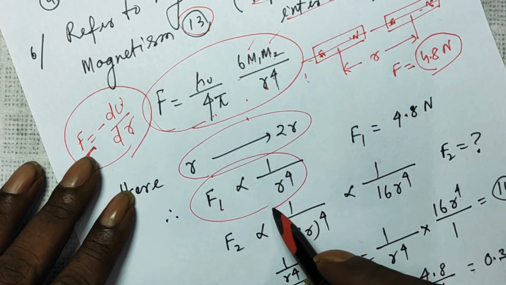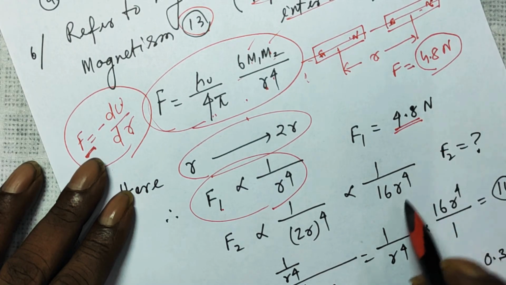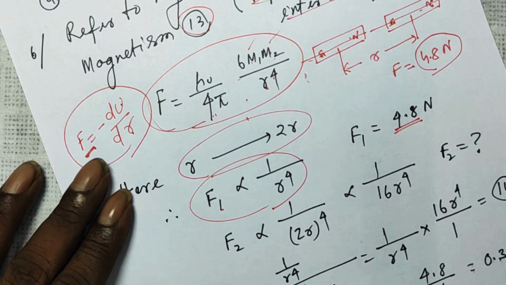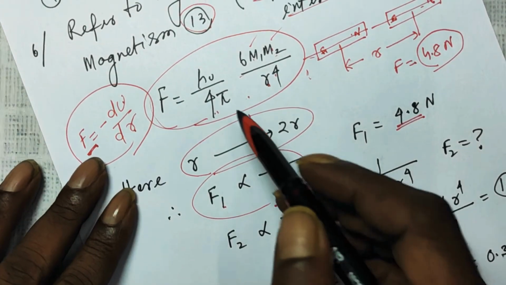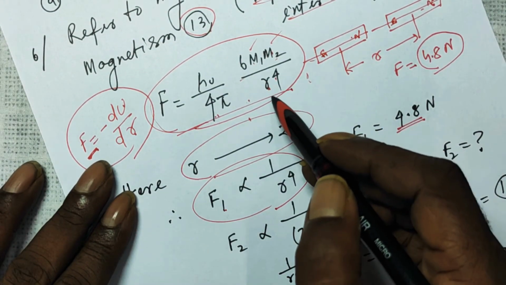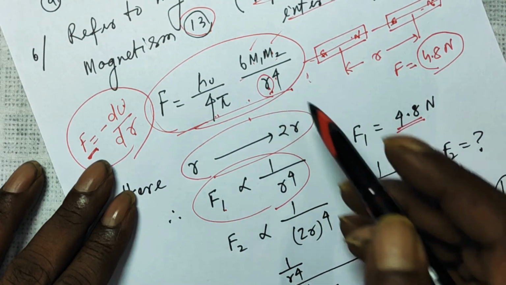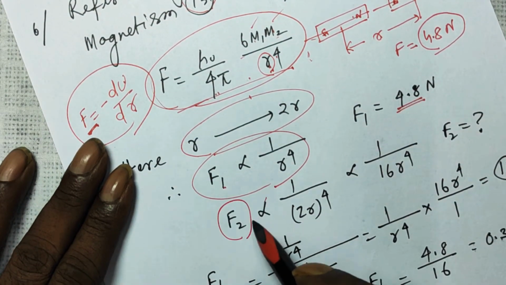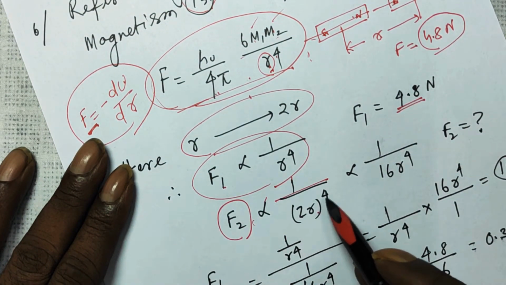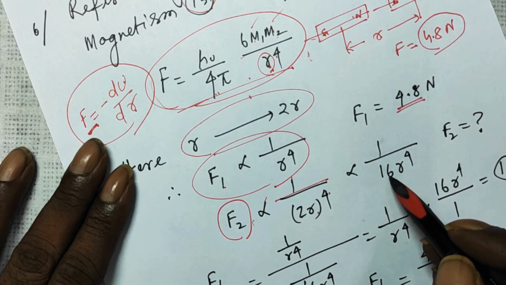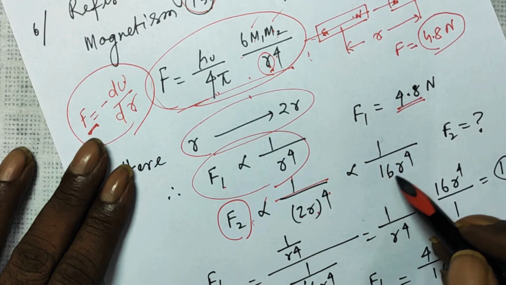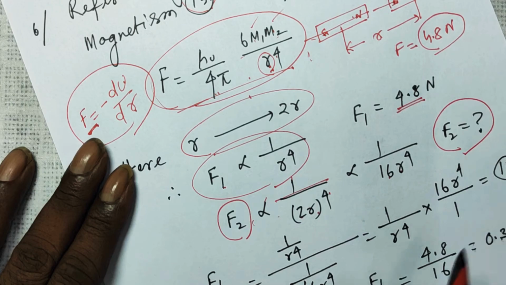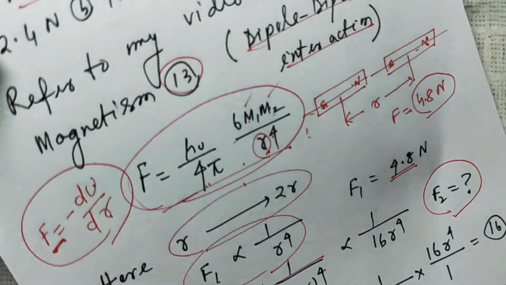So from this expression, the first force F1 will be proportional to 1 by r to the power 4, and the first force is given as 4.8 Newton. When the distance becomes 2r, I am using the same expression; instead of r, I will write 2r. Now the second force F2 will be proportional to 1 by (2r) to the power 4, that is 1 by 16r to the power 4. And this is your F2, which is to be calculated.